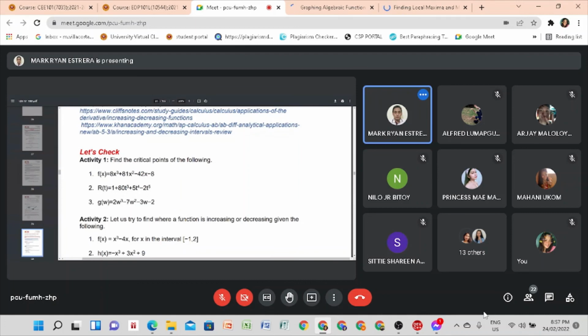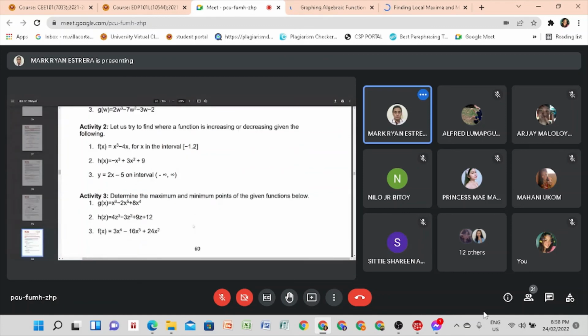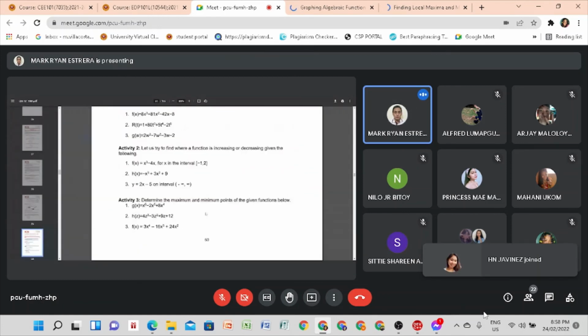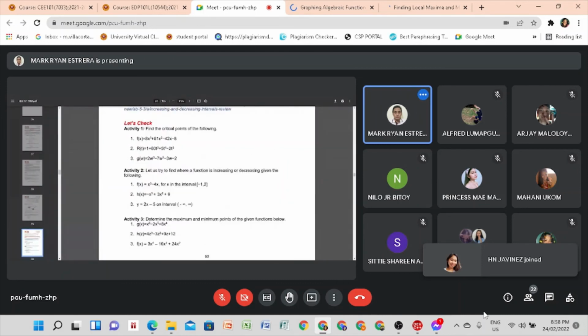So it is again finding the critical points. I will post the illustrated final function solution. Activity 1, 2, and 3 only. And then we will discuss these next week, assignment 3 and assignment 4.